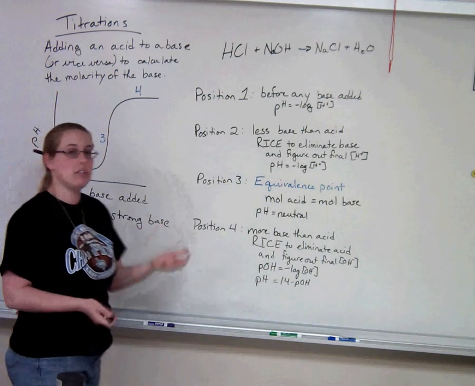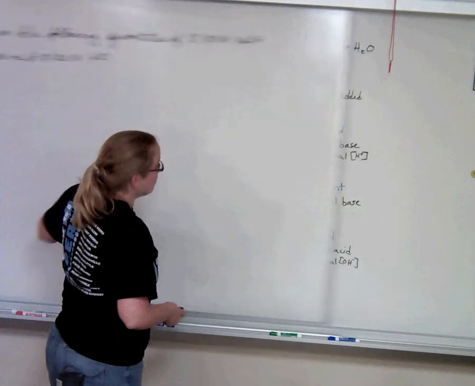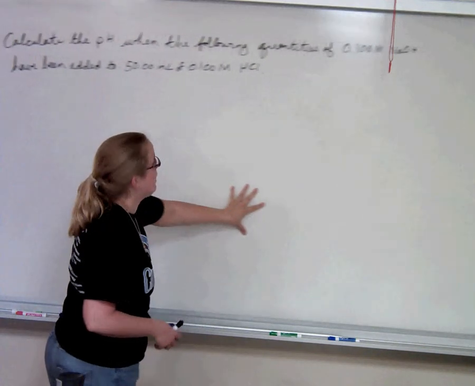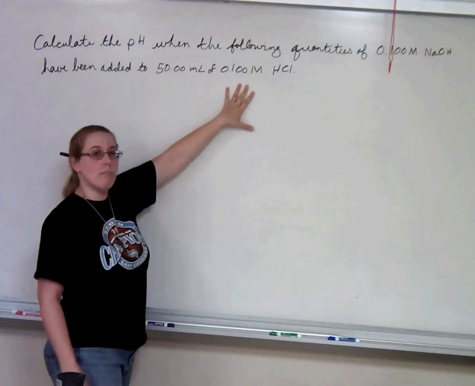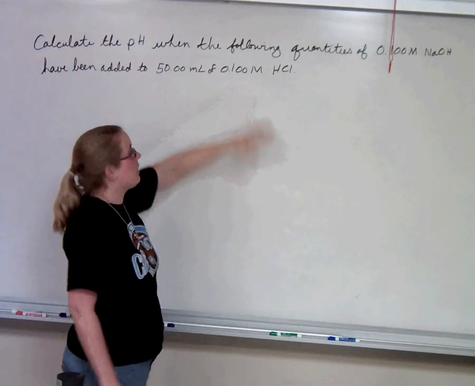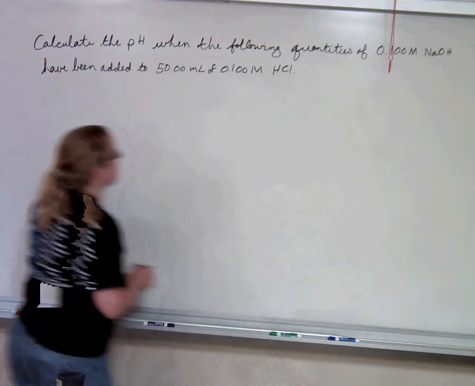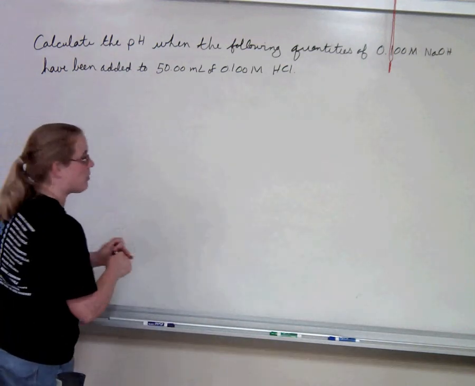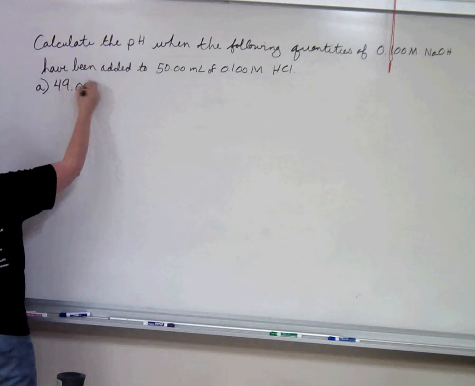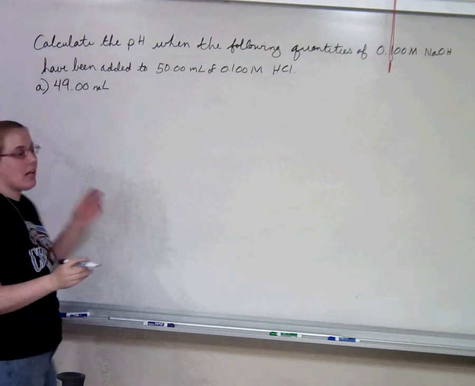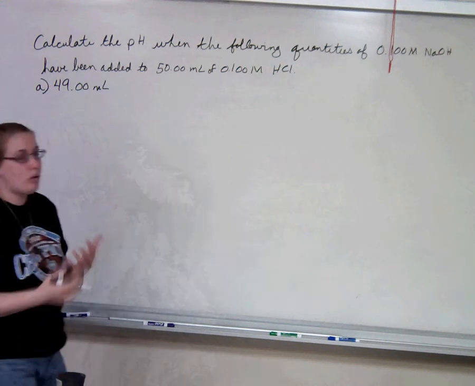So let's do an example. All right, let's say that we are starting with 50 milliliters of a 0.1 molar solution of hydrochloric acid. And we're going to add 0.1 molar sodium hydroxide. First, we're going to add 49 milliliters of our sodium hydroxide. Again, I said that these rice tables have to be in moles. So we need to figure out how many moles of each of these things we have.